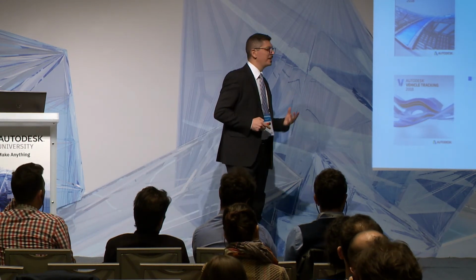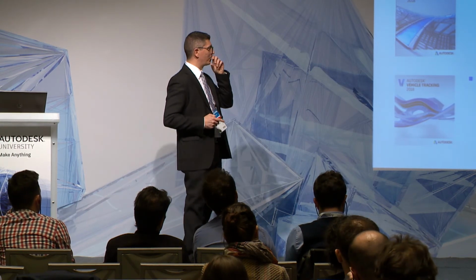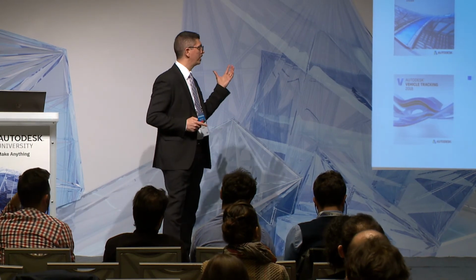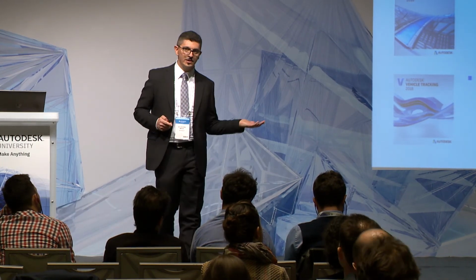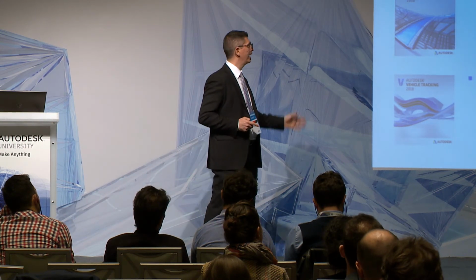Civil 3D is more technical, for excavation and for pipe networks. And Vehicle Tracking is a support for path analysis outside and inside the building, and maybe path analysis for site construction and parking. Thank you. I'm finished.